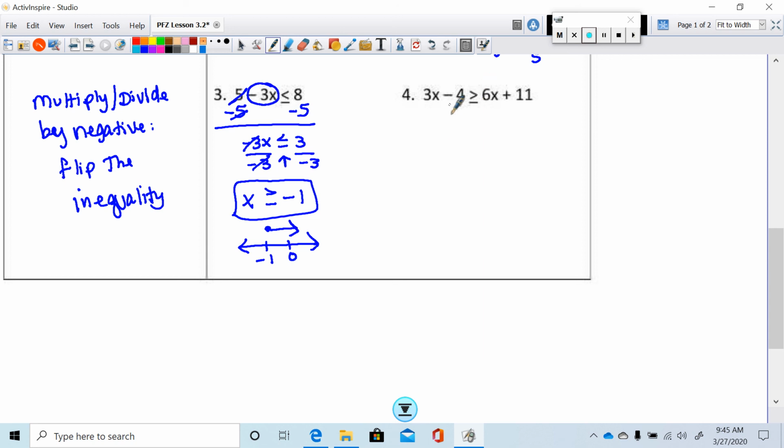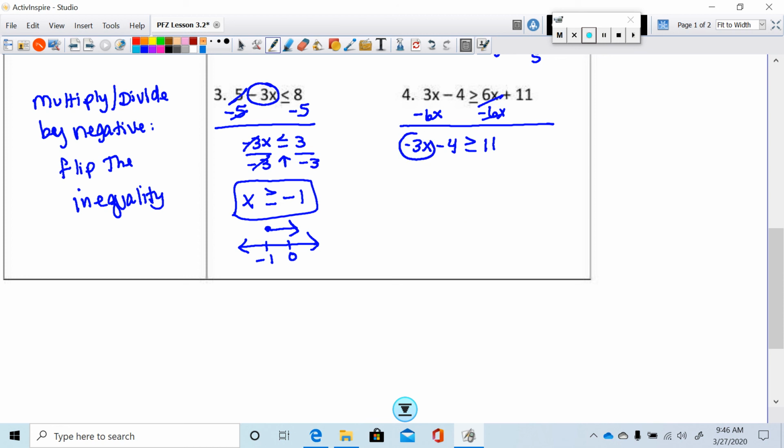Okay, on the next one, I need to get my variables together, and I want the variables for graphing purposes to be out front. So I'm going to move the positive 6x. I'm going to change it to a negative 6x to make it be out front. So 3 take away 6 is negative 3. So I've got a negative 3x. Bring down the negative 4. Bring down the greater than or equal. Opposites cancel. Bring down the 11.